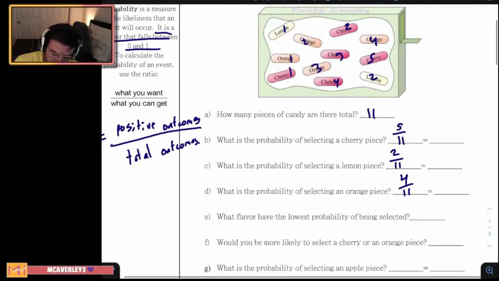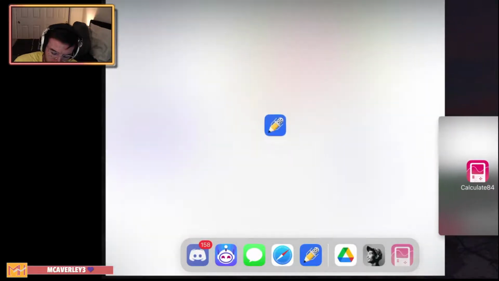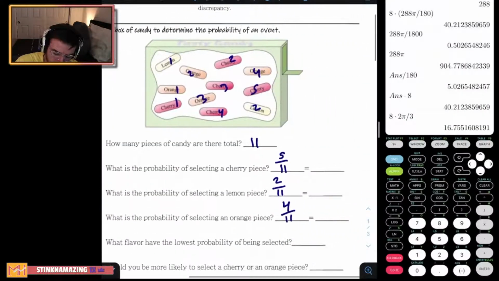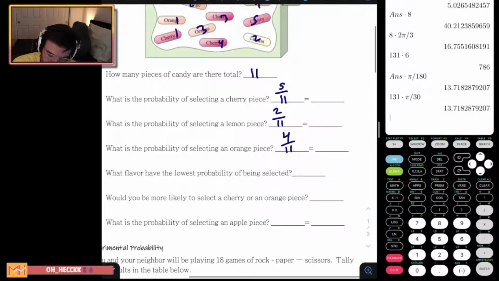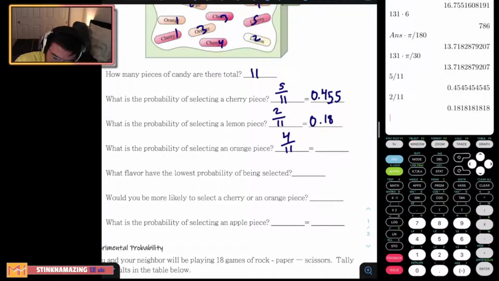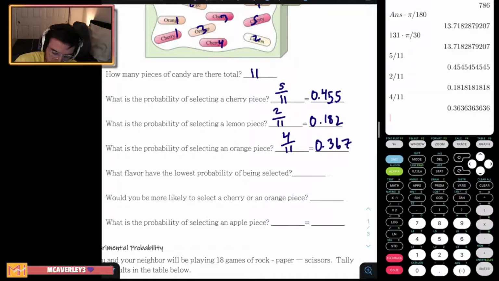Okay? Let's pull up a calculator and get the decimal version of each of these, because as it states over here, it's a number less than 1. Well, when you do the division, 5 divided by 11 for 5/11ths, you get 0.455. If I round to the thousandths place, that 5 will round that 4 up. And 2 divided by 11 is 0.182. And 4 out of 11 is 0.367.